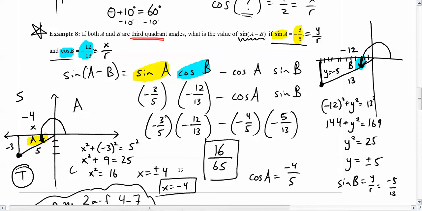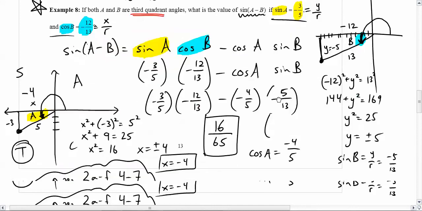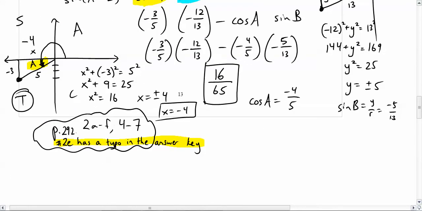Ta-da! So to practice, try page 292, numbers 2A to F and 4 to 7. Just make sure to double check number 2E has a typo in the answer key.